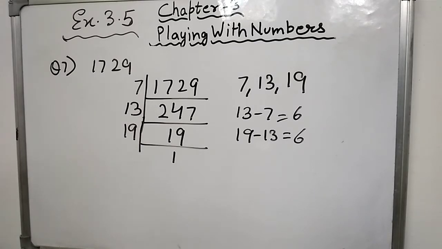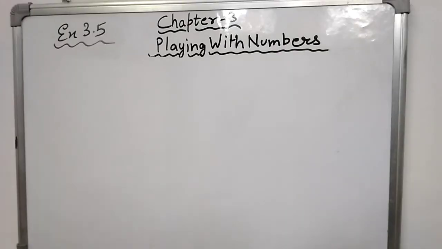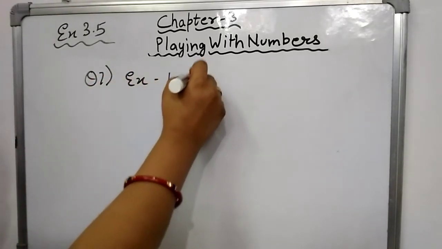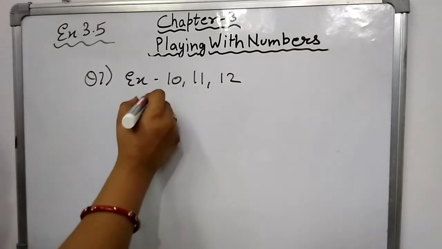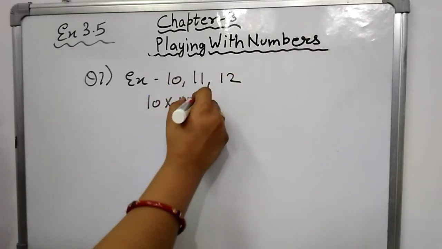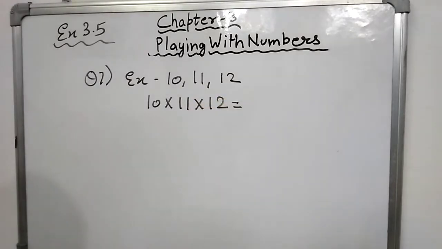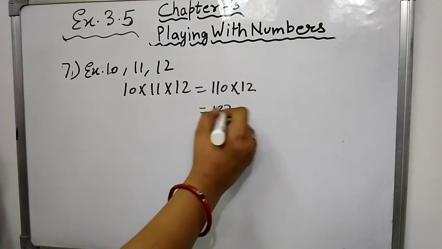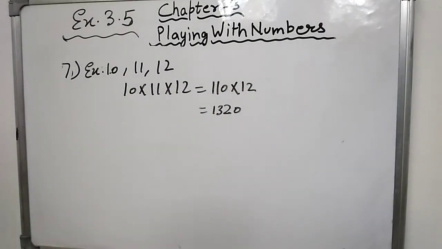Moving on to question number 8. No, not 8. This is question number 7. The product of three consecutive numbers is always divisible by 6. Verify this statement with the help of some examples. So for an example, let's take 10, 11 and 12. For finding their product, we need to multiply them. On multiplying, it gives us 1320. Now let's check whether it is divisible by 6 or not.